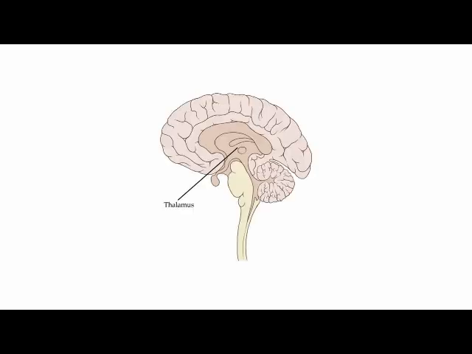Thalamus. The thalamus is a large mass of gray matter in the brain with several functions such as relaying of sensory signals, including motor signals, to the cerebral cortex, and the regulation of consciousness, sleep, and alertness.